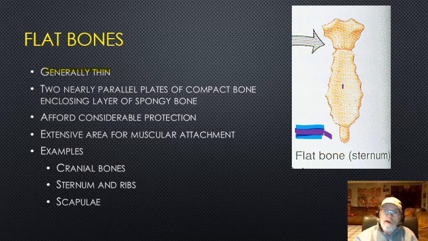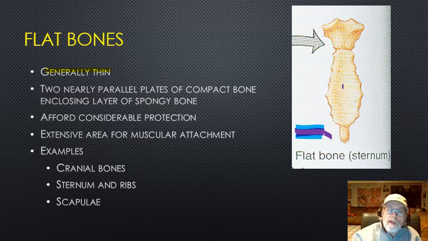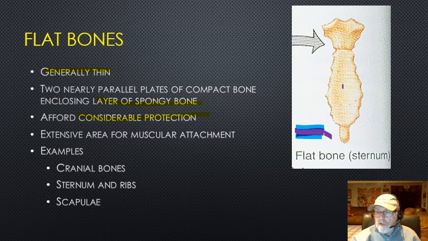So 2 nearly parallel plates of compact bone, like I mentioned, enclosing a layer of spongy bone on the inside. They do provide considerable protection, and even though they're thin, they do provide significant strength. Okay, plus they provide an area where we can attach things. In other words, there's a large flat area, so I have a lot of areas where I can attach muscles and stuff like that.